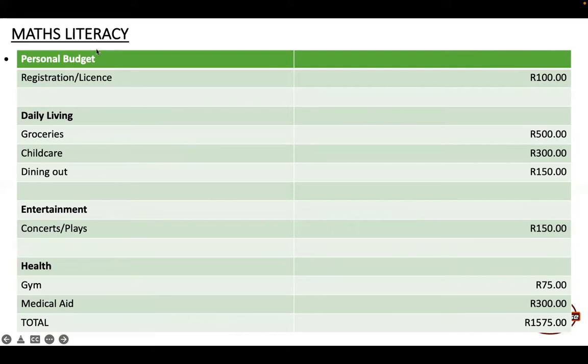Okay, so here we see an example of a personal budget, and we have all kinds of daily living expenses, entertainment. Thank God I don't have childcare expenses. It's so expensive in South Africa. If you guys are ever thinking of having kids, please go look at the price of formula and nappies, and then think about how that's going to affect your life. Then entertainment, health, gym, medical, etc. So this is an example of a personal budget.